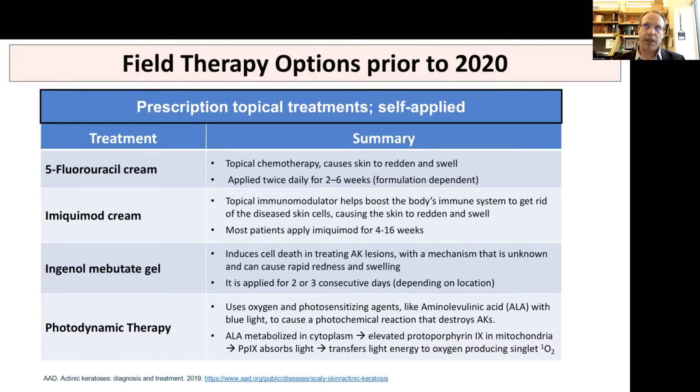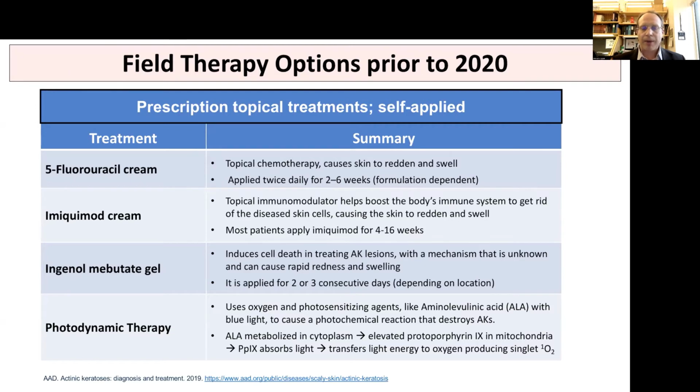The benefit of Ingenol mebutate was the fact that it was able to be applied, depending on the location, for either 2 or 3 consecutive days. So it was a short duration of treatment, and that was very convenient for patient compliance. But we'll come back to Ingenol mebutate in a second because it's no longer available.